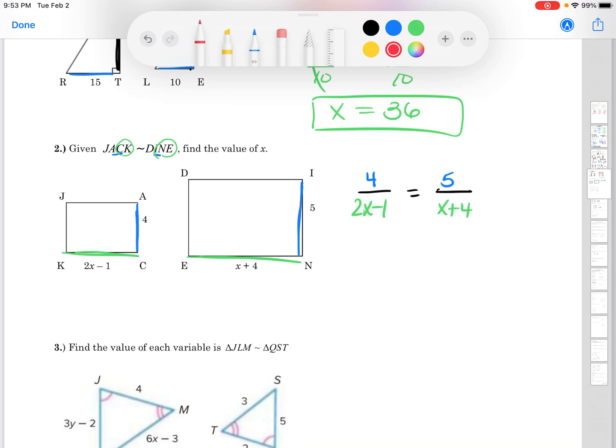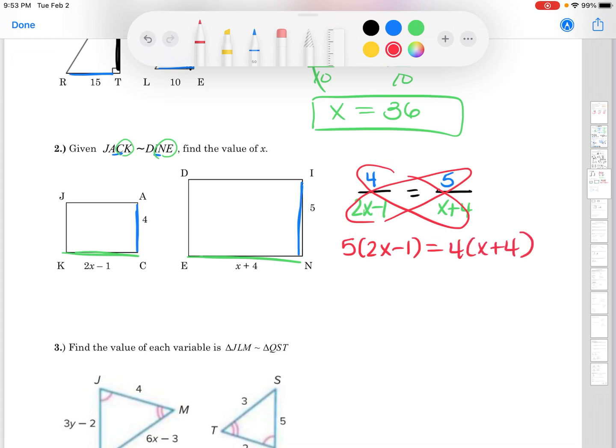And now we can cross multiply. So 5 times 2x minus 1, and that's going to equal 4 times x plus 4. All right, and now it's Algebra 1 from here.